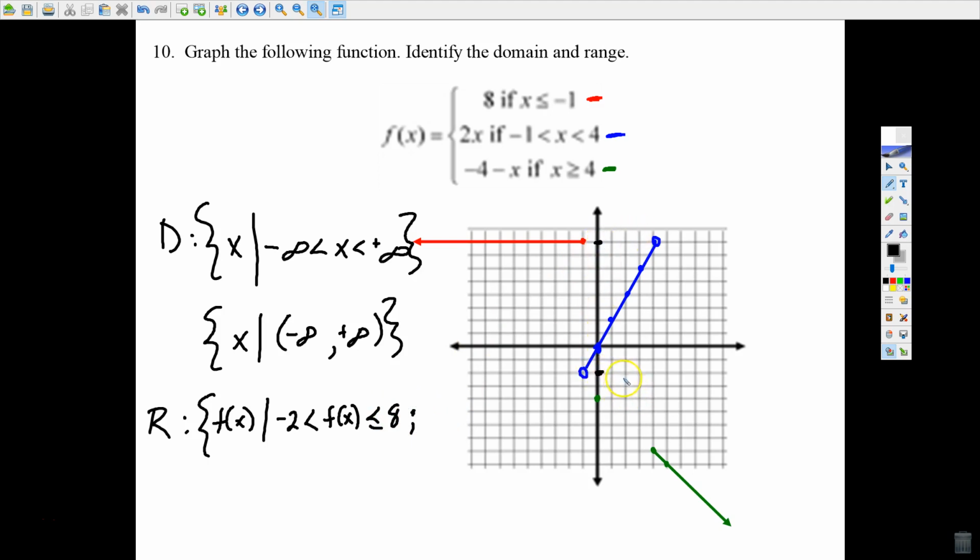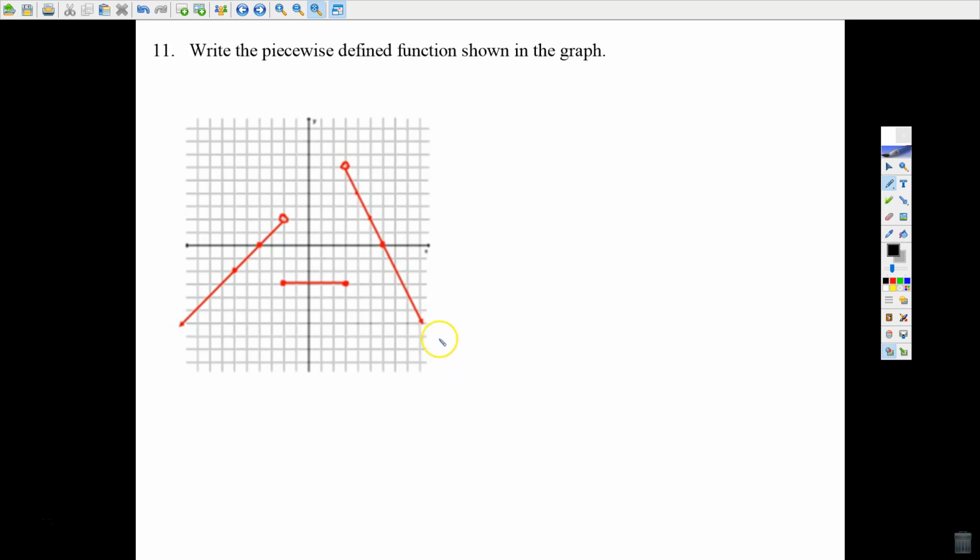And now the rest of our range will be all of these numbers, say 3, 4, 5, 6, 7, -8, and down. And so the way we represent that is f of x is less than or equal to -8. So these two inequalities together would represent the range of this function. Okay, very good. Now we're going to go the other way.